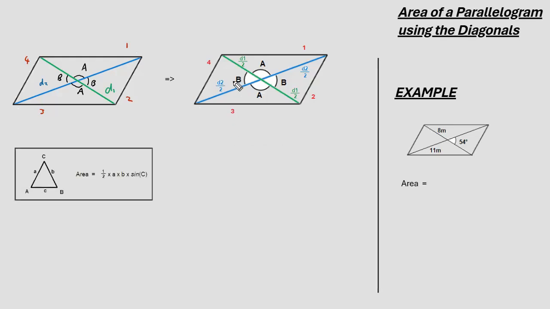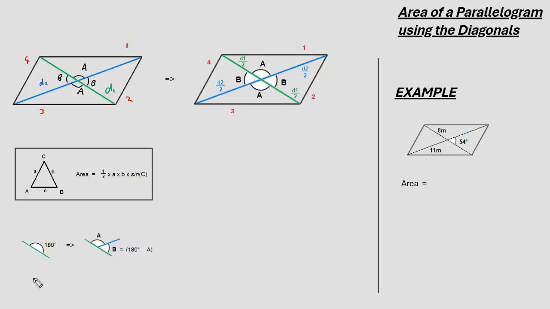Now the area of all four triangles together will be the area of the parallelogram, and this formula is especially helpful if we focus on the angles that we have here. The angle on either side of a straight line is 180 degrees. So whatever size of angle A turns out to be, B will be 180 degrees minus A.